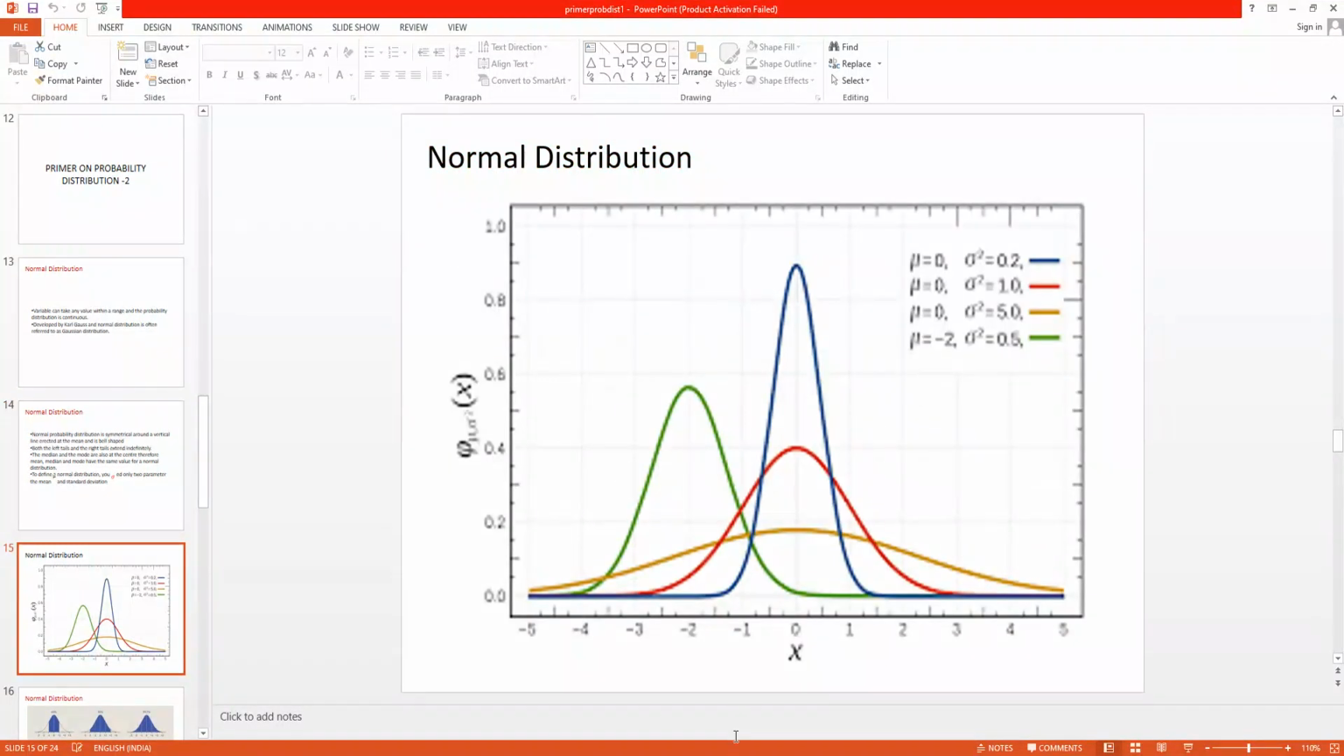Now, a normal distribution can look like what we've given here on this chart. It can be extremely peaked, like the blue distribution, which has a low standard deviation, or it could be plateaued, like the brown distribution with a standard deviation of 5, or it could be somewhere in between, like the red distribution, which has a standard deviation of 1.